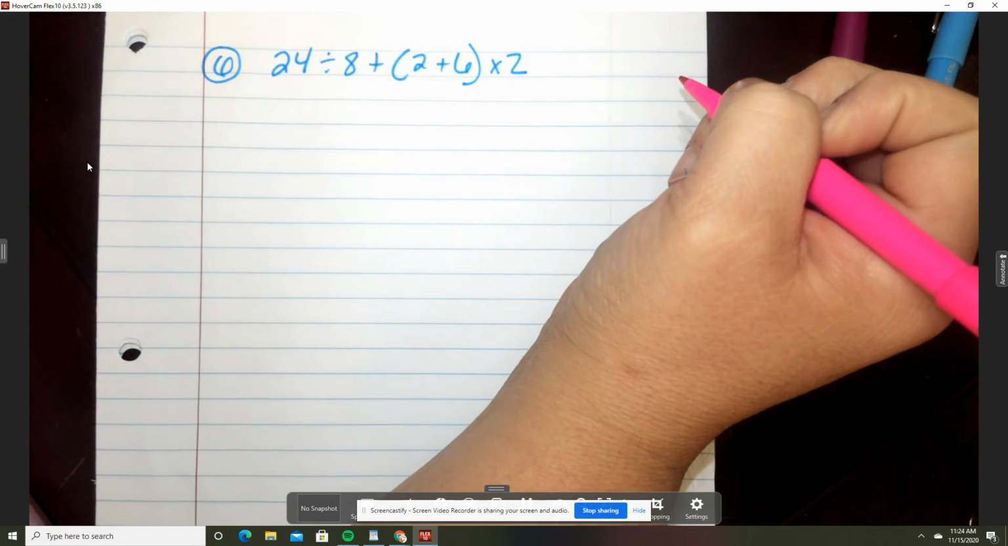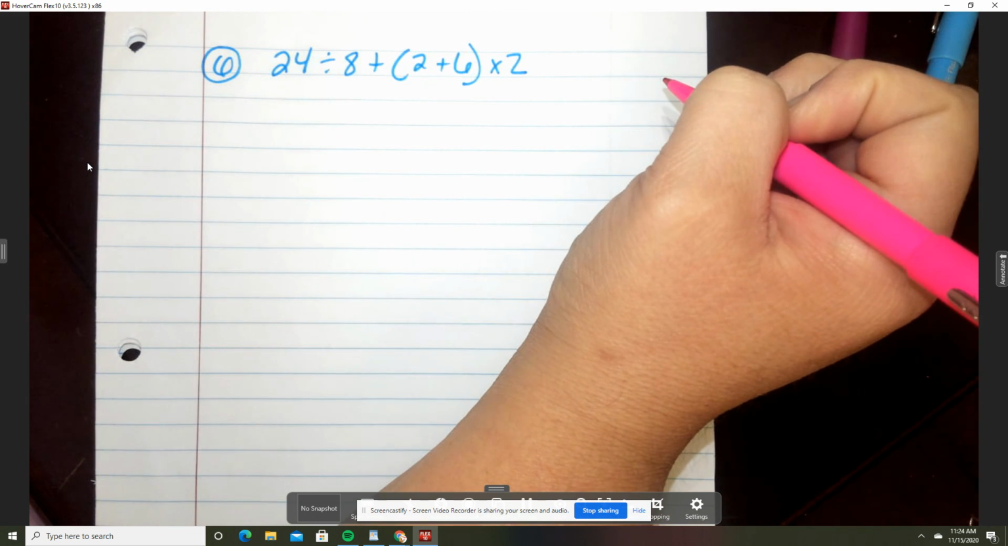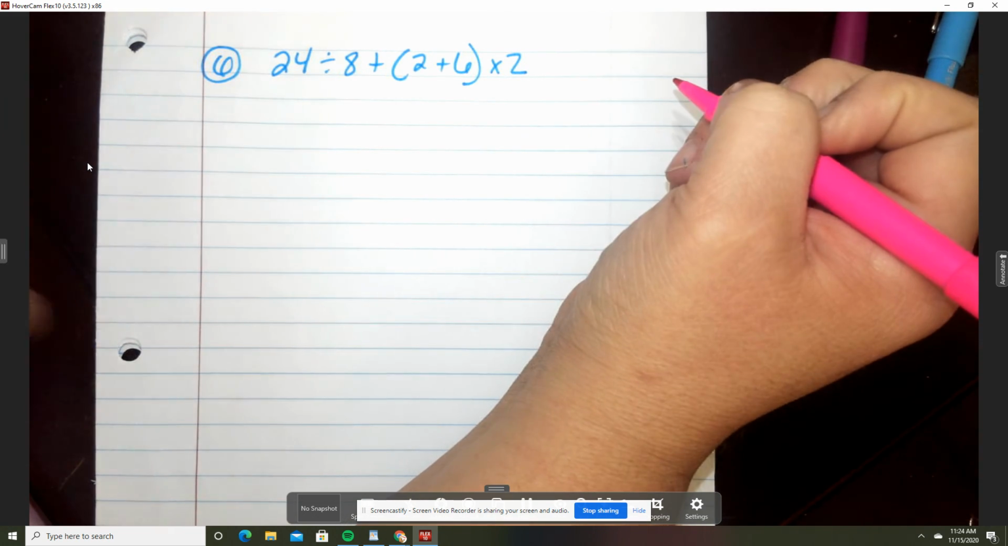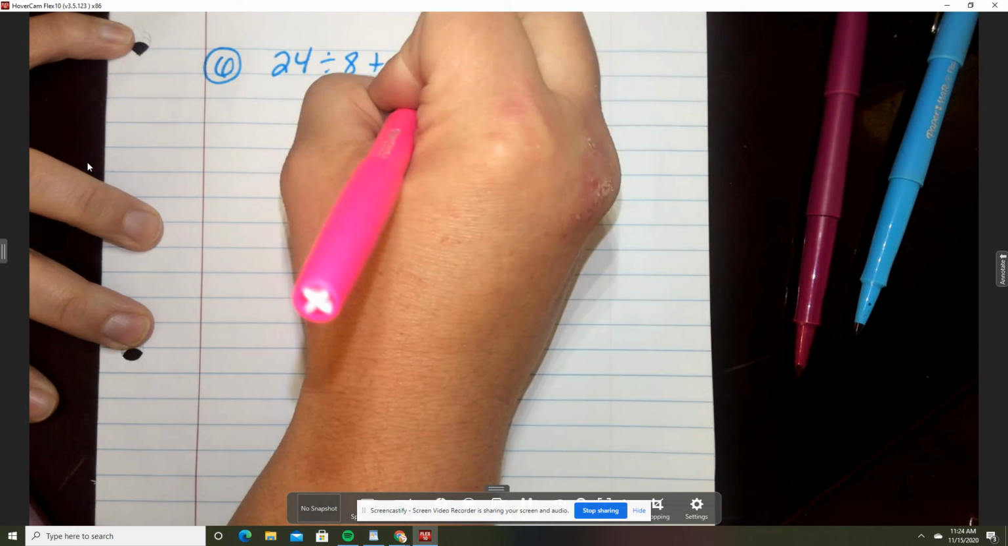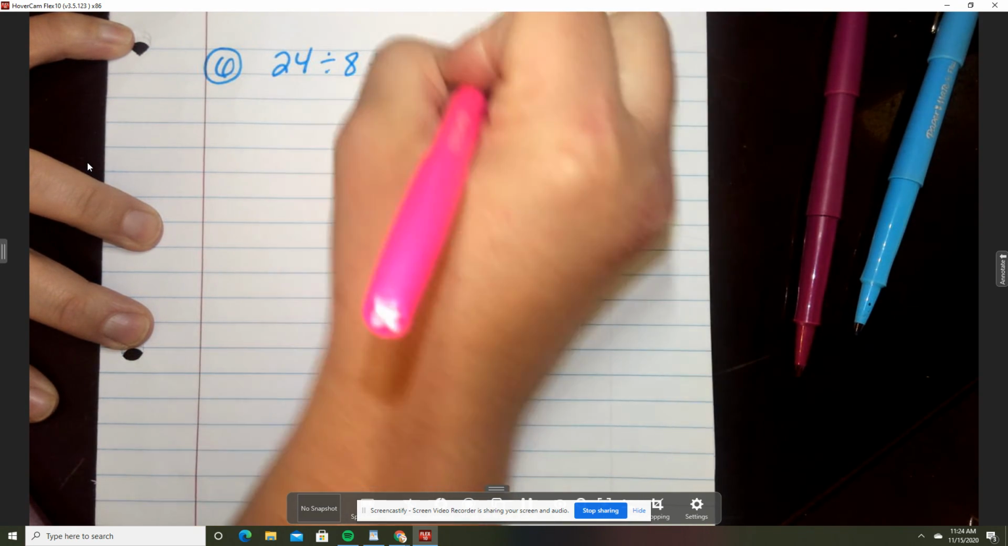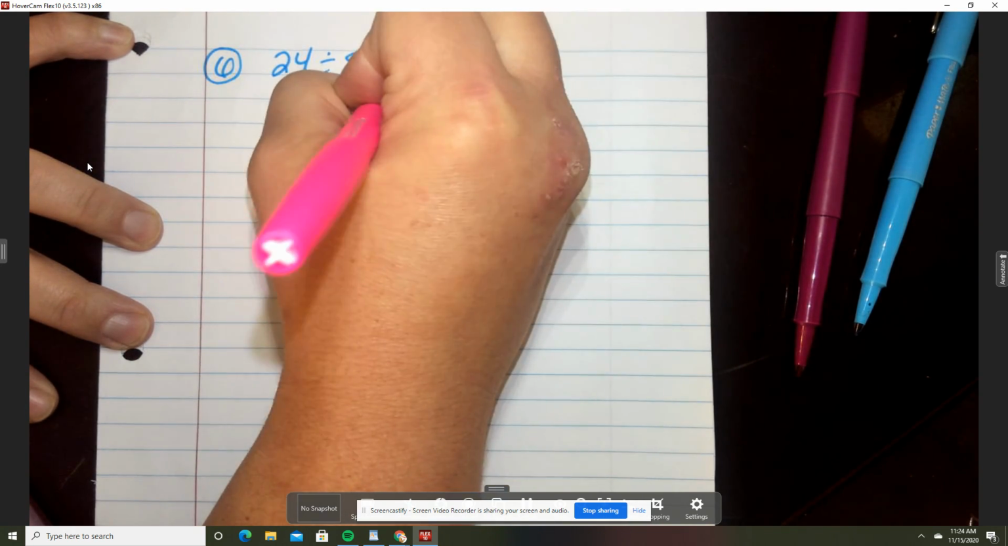All right, scan it. What do we have first? Please excuse my dear Aunt Sally. So I have parentheses first. So I'm going to do my parentheses, which is 2 plus 6. And that is 8. Cross that out. Bring down.